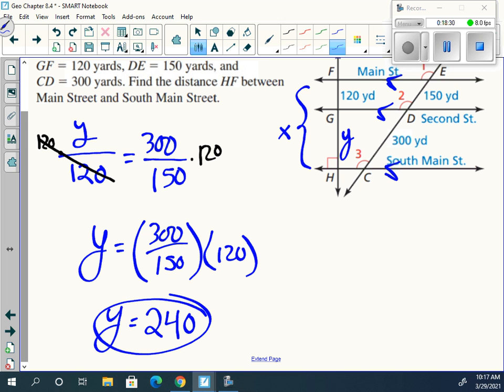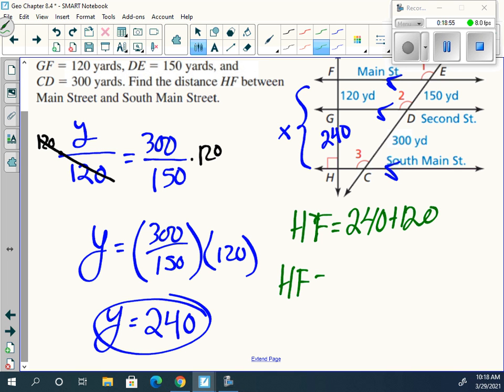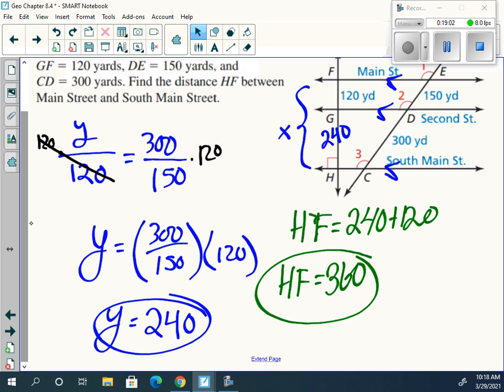And so the final answer for this is 360. Because it might be very tempting to say that 240 is the final answer, but 240 only gives us GH. Because if I want to find HF, I have to take 240 and add it to 120, which would give us our 360.